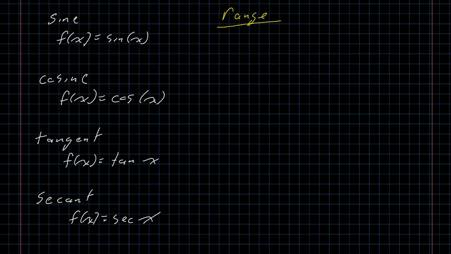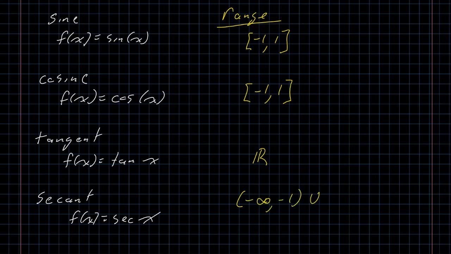So if I just go through and list out all the ranges, sine and cosine are the interval from -1 to 1. Tangent has a range of all real numbers. And secant has this interesting range. In interval notation, it's from -infinity to -1. Then there's a jump. Then it goes from 1 to infinity. Sorry, those should be square brackets because +1 and -1 are included in that range.